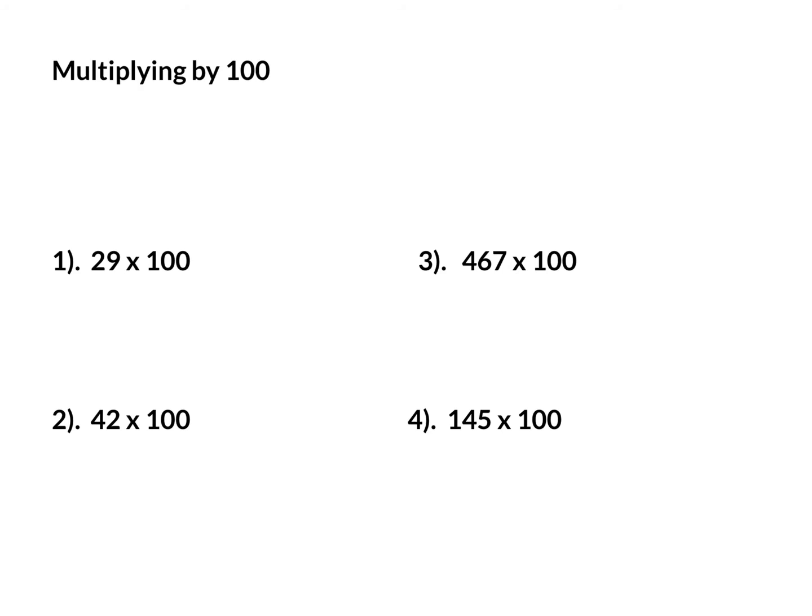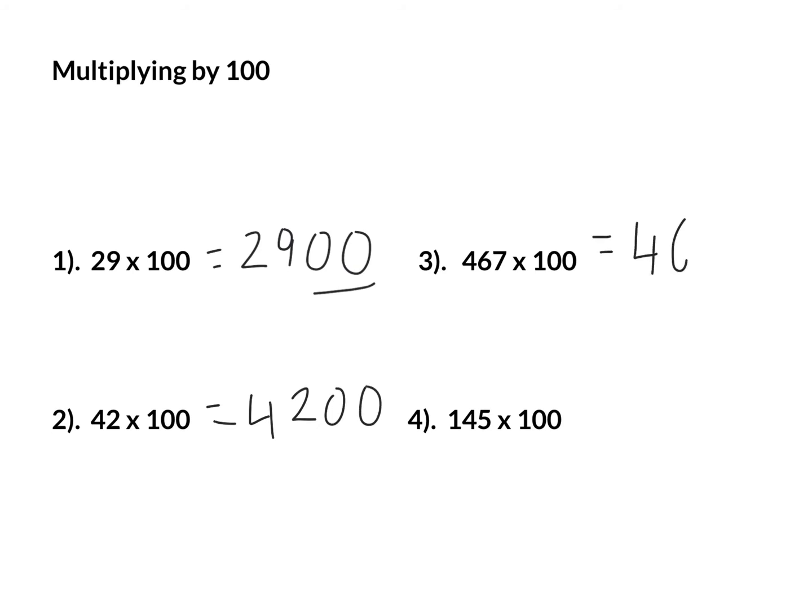Okay, right, so the answers to these questions now then. 29 times 100 is going to be 2,900. You can see 2 zeros there. 42 times 100 is going to be 4,200. 467 is going to be 46,700. 145 times 100 is going to be 145, and your 2 zeros at the end signify it's been multiplied by 100, so 14,500.